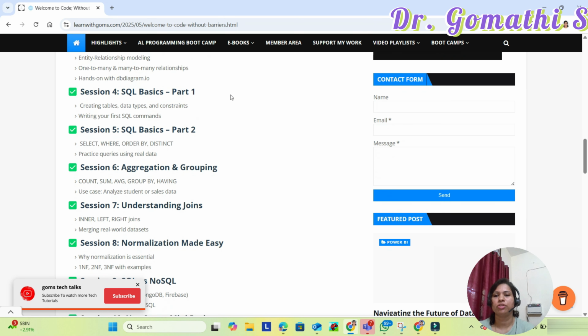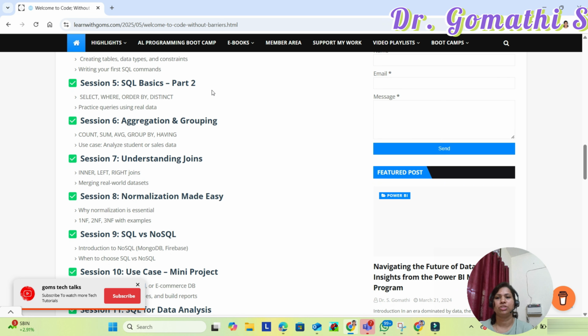Then the fourth session will be on SQL basics part one: what is a data type, how to create a table, how to create a constraint, and writing your first SQL command. The fifth session will be on basic SQL part two, which is about DDL, DML and the various types of languages, and then you will understand how to write these basic queries as well. Session six is all about aggregation and grouping.